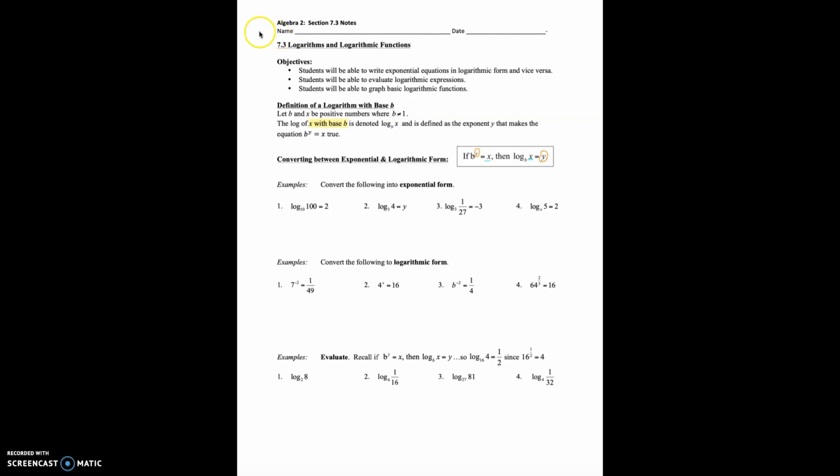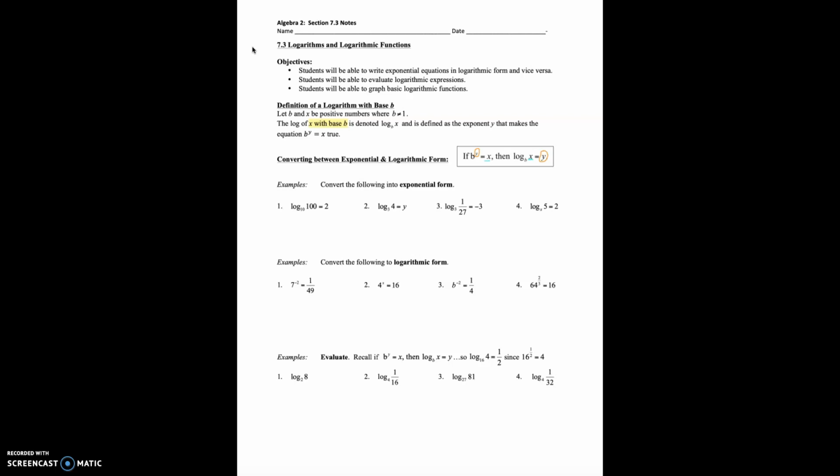So today we're going to learn about logs and log functions. And once you understand how to convert between exponential and log form, it really is something that you're going to find easy to do. But you have to first really understand how to convert between the two forms.